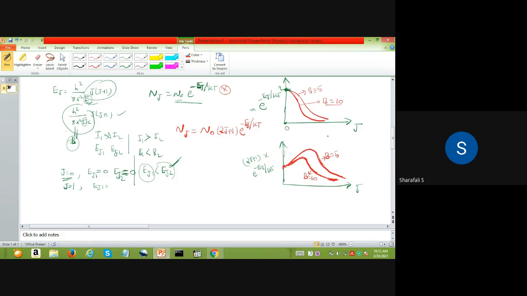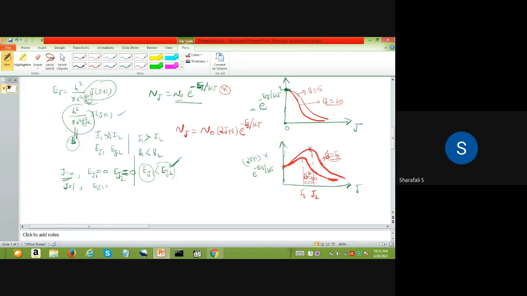This is experimentally also coming out correct. So at this particular j value, it is having the maximum value. We consider j1 and j2. j1 corresponds to the maximum value for B equal to 10, and j2 is the maximum value of the number of molecules at this particular j value, that is j2. At j2 we have the maximum number of molecules, then your B equal to 5.